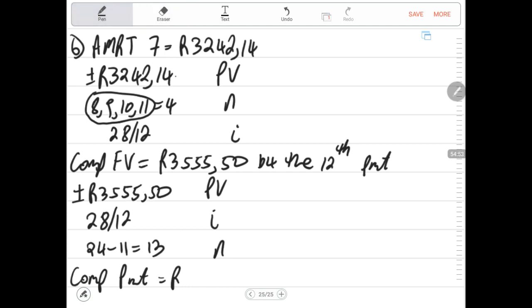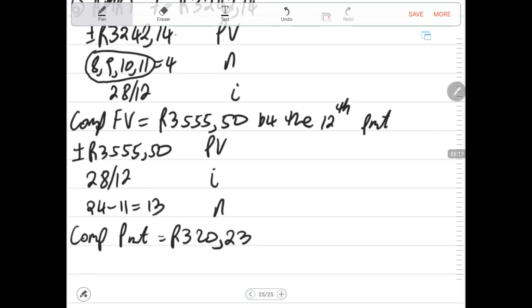3,555 there. That is why I'm getting an incorrect amount. Plus minus, sorry for that, plus minus 3,555.50 is our present value. 28 divided by 12 is our interest. 13 is our n. Compute PMT. Thank you. 320 rand 23 cents.